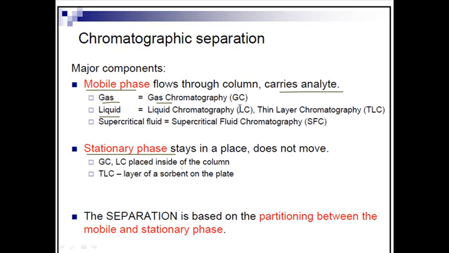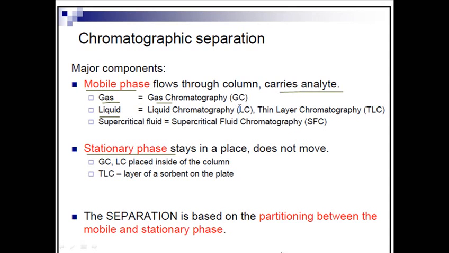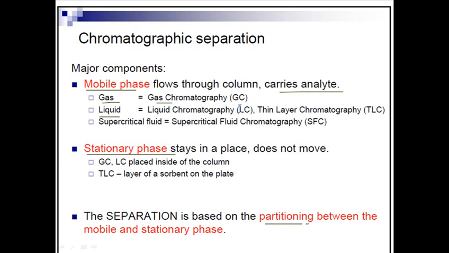Now the separation is based on the partition between the mobile and stationary phase. This word partition, you need to have a clear understanding of. What do we mean by partition? We have the analyte in the middle, the stationary phase, and the mobile phase. The interaction of the analyte with the stationary phase and the mobile phase is the partition. The difference between the interactions is simply called the partition.